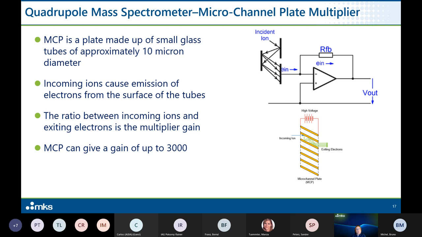This is really nice, but you need to keep in mind that compared to the Faraday detector, the electron multiplier is not an ideal linear detector. It works relatively linearly in a low concentration range, let's say from 100 parts per billion up to 100 ppm roughly. But if you want to measure higher concentrations with the multiplier, you need to understand that there are some nonlinearity effects and some errors on the readings.